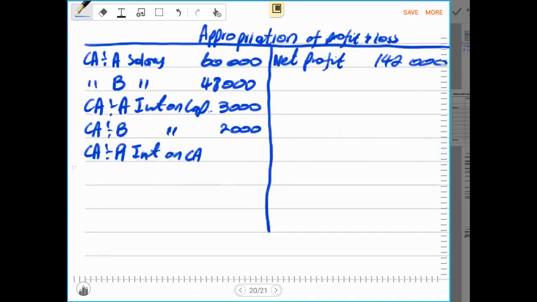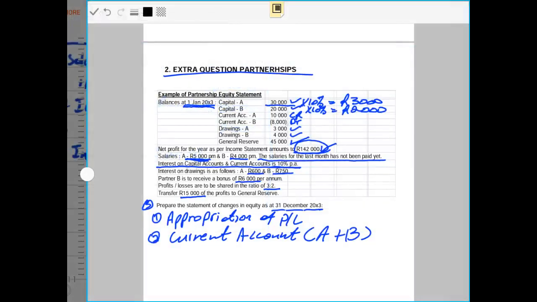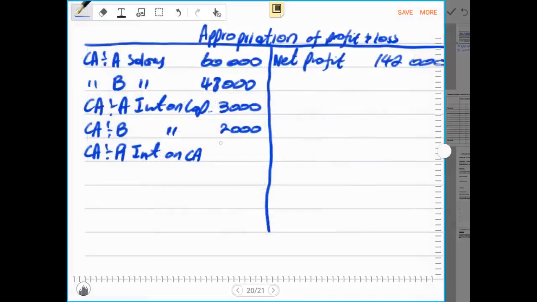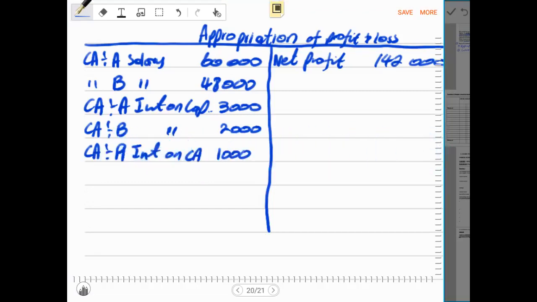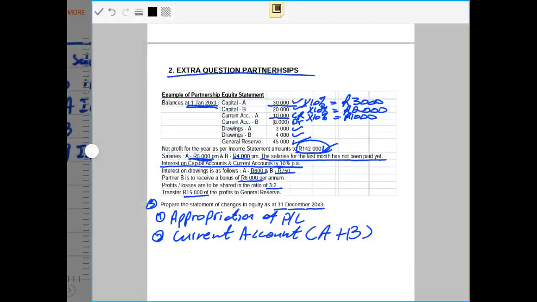So now the current account for partner A was a credit current account of 10,000. So if we say times 10%, that will give us an amount of 1,000 rands. And the interest on that is an interest expense for this closed corporation. So now the partnership will be paying interest on this credit current account. It means by the end of last year, the partnership was owing the partner an amount of 10,000 rands.